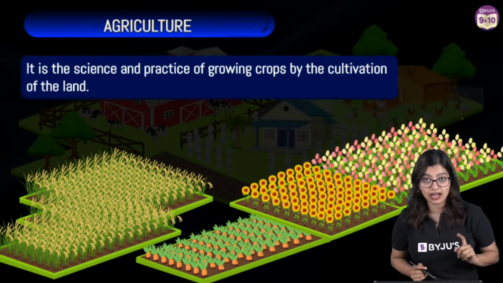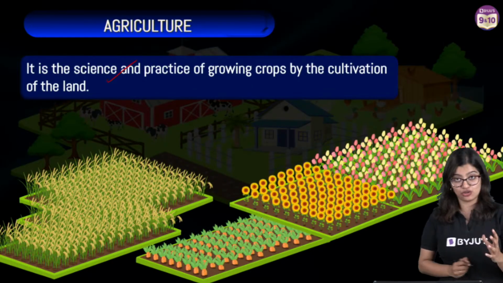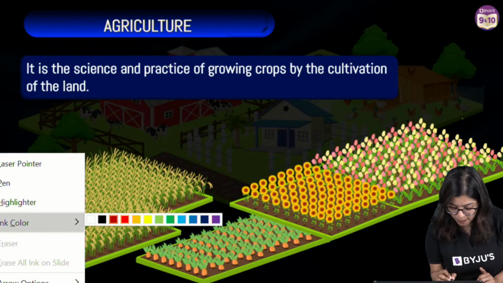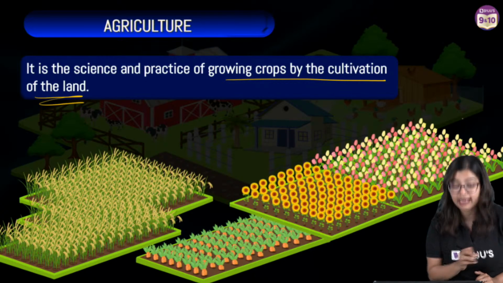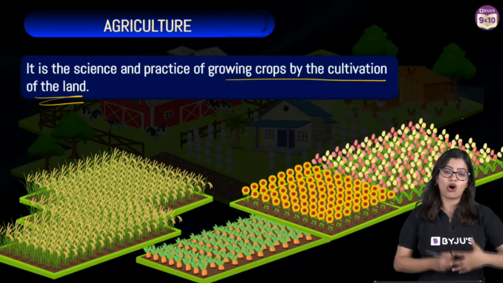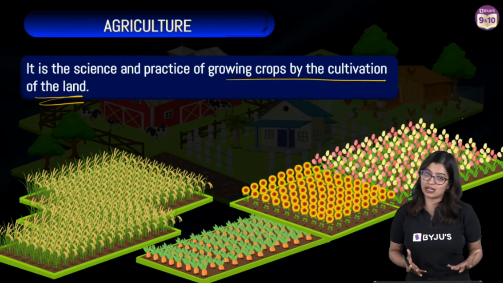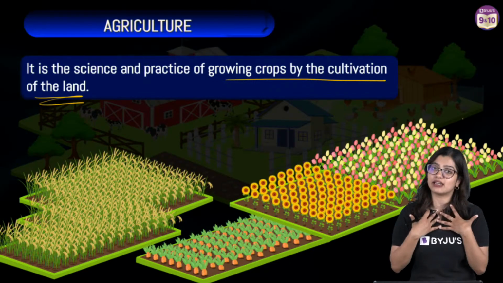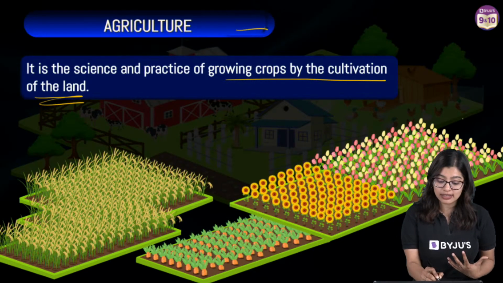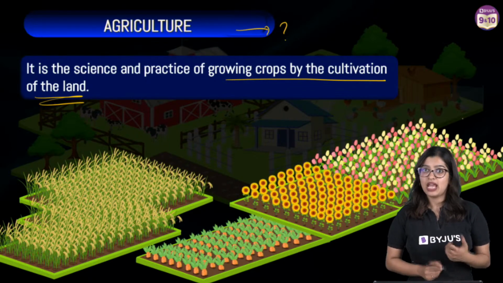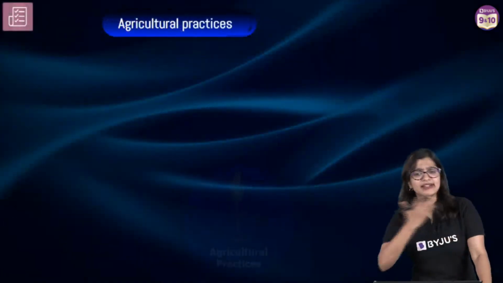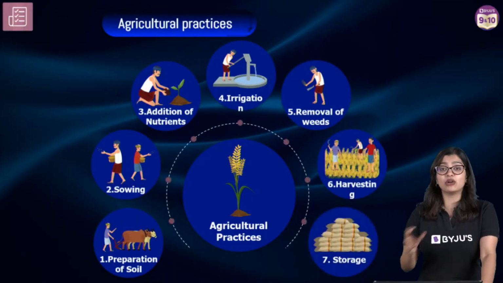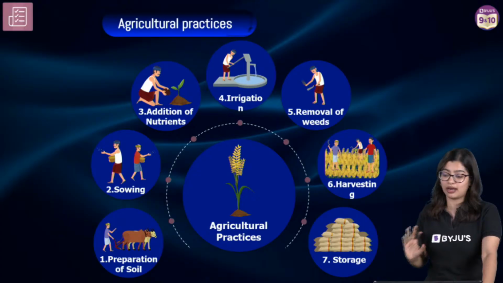So what is agriculture? Agriculture is a branch or a science and practice of growing crops by cultivating them on a piece of land. Or another way to say it is that agriculture is the large scale production of crops and livestock that is necessary for us. So now we've understood how important agriculture is. And we know from our lower grades, we have had an entire chapter that has told us about how agriculture takes place. So we know that to do agriculture, various steps are involved.